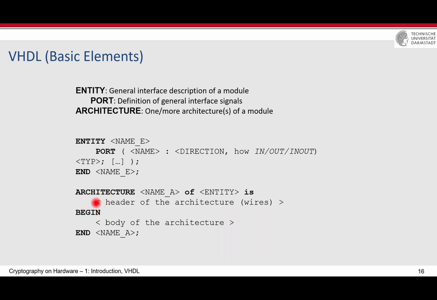Between the architecture and begin, there is a header of the architecture. You define the signals, the internal wires. They are not the primary input and output. What you define in the port are the primary input and primary output of the entity or the module. Any other wire or signals that you want to define should be defined between the architecture and the begin. And between begin and end is the body of the architecture.